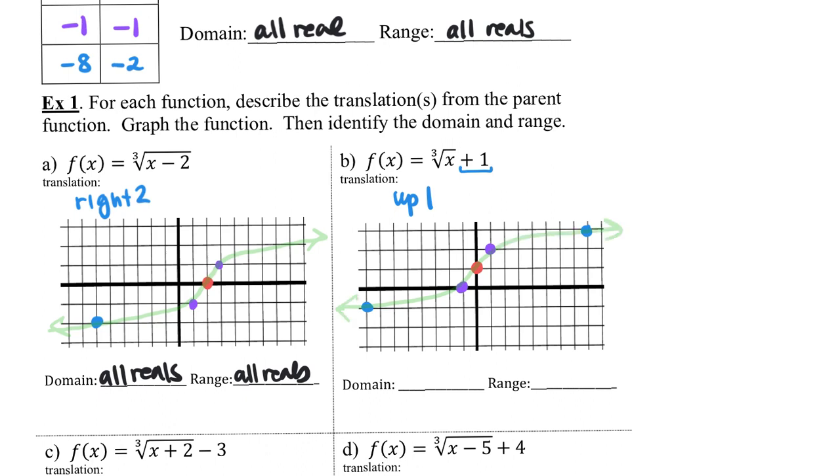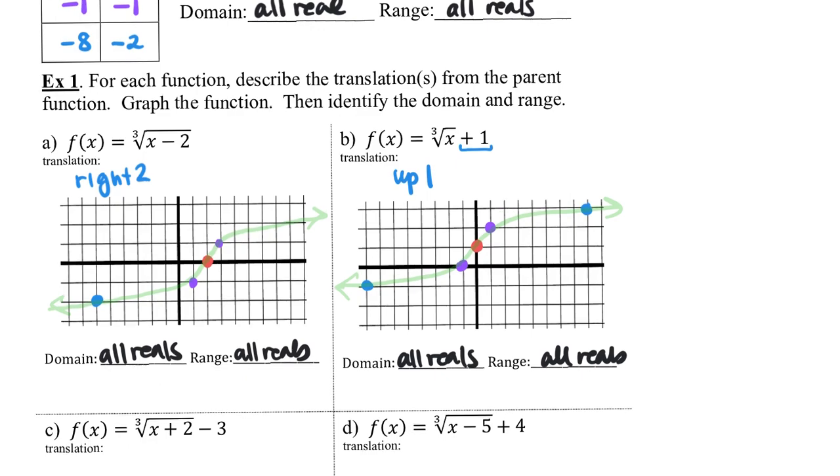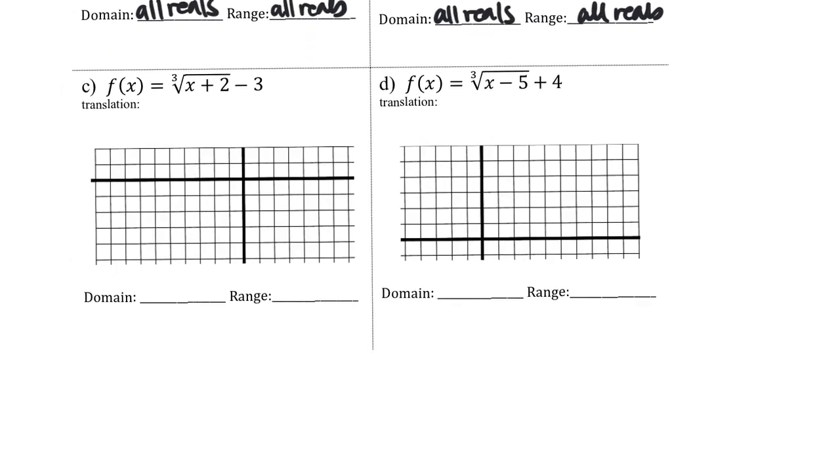Okay, domain and range. Left arrow, right arrow, all reals. Up arrow, down arrow, all reals. Okay, let's do a couple more translations. What are we doing here? We're going left 2 because it's in the radical, and then we're going to go down 3.